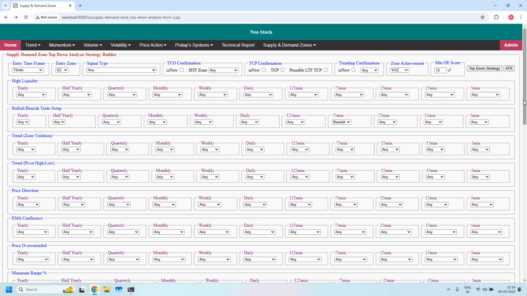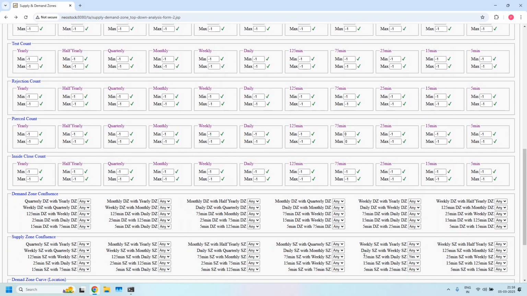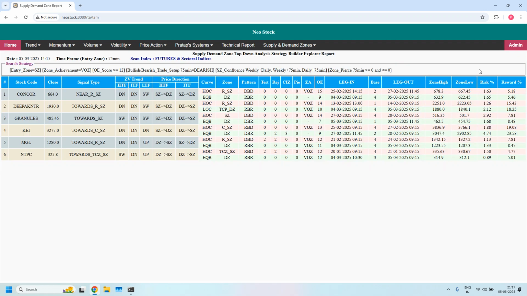Okay, next let us look into LTF, ITF and HTF supply zone confluence and then HTF EMA confluence we will check. So in the supply zone confluence, three filters. We said first one already enabled. Next 75 with weekly supply zone confluence, daily supply zone with weekly supply zone confluence. With all the filters we got 6 stocks.